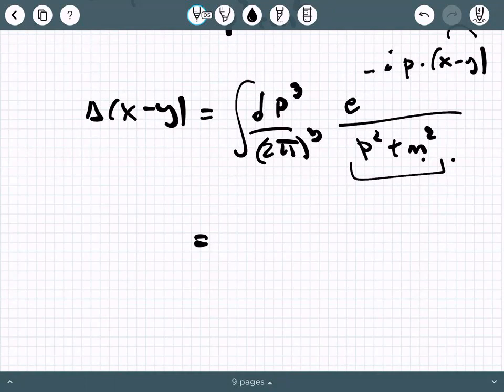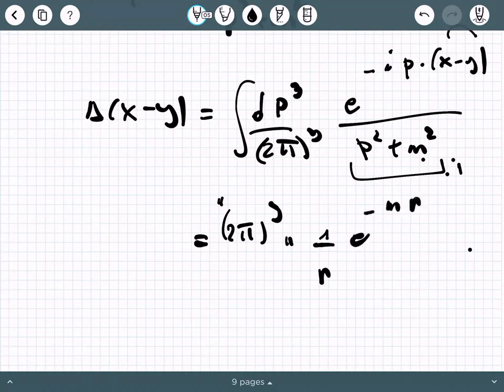Have you ever heard of a Yukawa potential? The Yukawa potential. Exactly. So this is, up to some 2 pi to the third, which I don't ever remember, so let me put it in quotes and you find the correct formula in the notes, going to be 1 over r, e to the negative m r, where r is x minus y. Hence the symmetry I was telling you before.